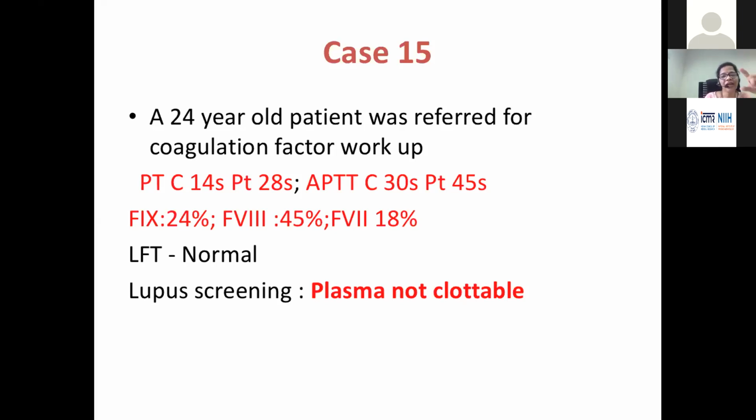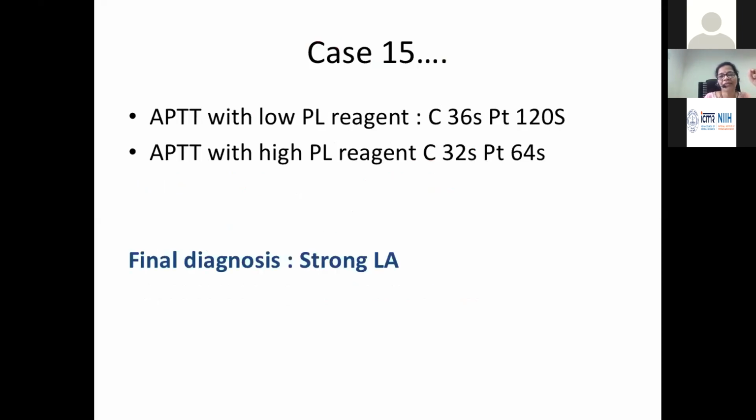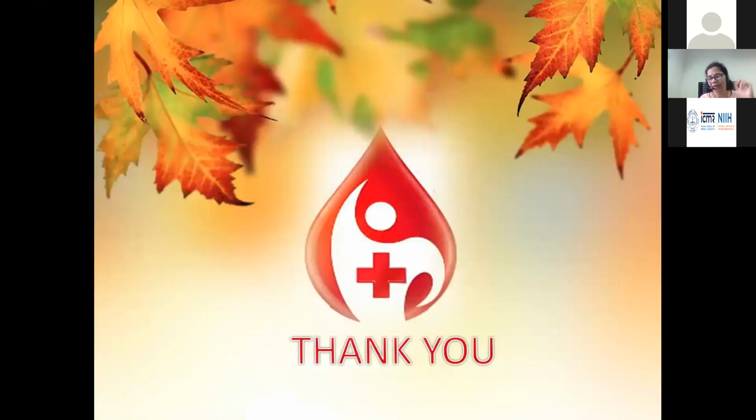So you did a lupus screening to screen for lupus anticoagulants and you are getting the answer there. So he's got strong antiphospholipid antibodies, which are not allowing the plasma to clot. When the antiphospholipid antibody titer is too high, you can get this picture. Your plasma doesn't clot at all. So the final diagnosis would be strong LA, which has reduced all the factors. Thank you. Any questions?